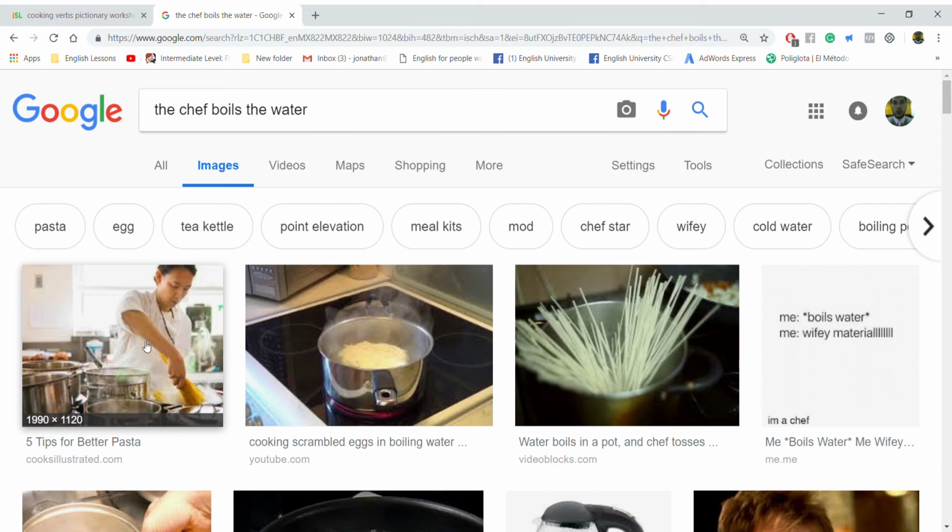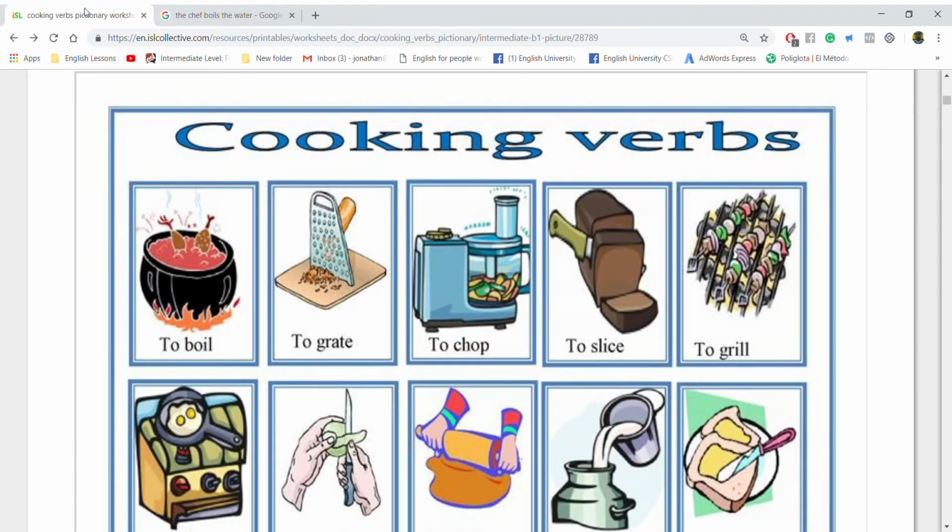Fantastic. Repeat. Number one. The chef boils the water for the pasta. For the pasta. Look. For pasta. For good pasta. For excellent pasta. For fantastic pasta. For better pasta. The chef boils the water for the pasta. Excellent. Put it in your notebook, please. In your notebook, example number one.